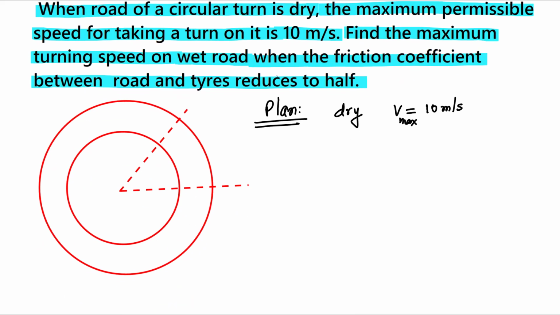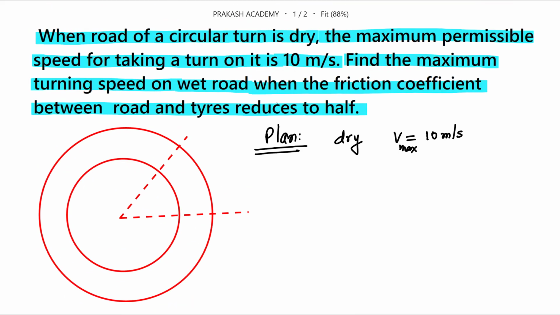Here this diagram shows the road situation. Let's say at some point of time this vehicle is here. When it is moving in a circular path, it has a tendency to be thrown in the outward direction. So friction force on this vehicle will act opposite to the slipping direction, that is in this direction.